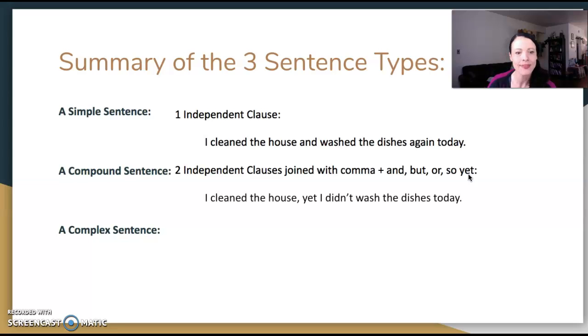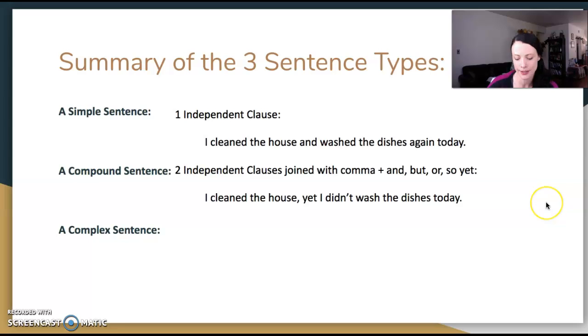I cleaned the house, yet I didn't wash the dishes today. Here, I clearly have a compound sentence. I have my conjunction here. If I cut in half, I have "I cleaned" and "I didn't wash," two complete sentences. Notice I put the comma before my FANBOY.